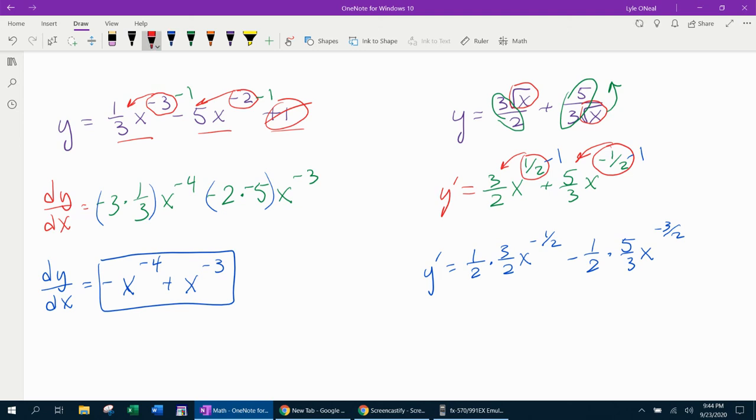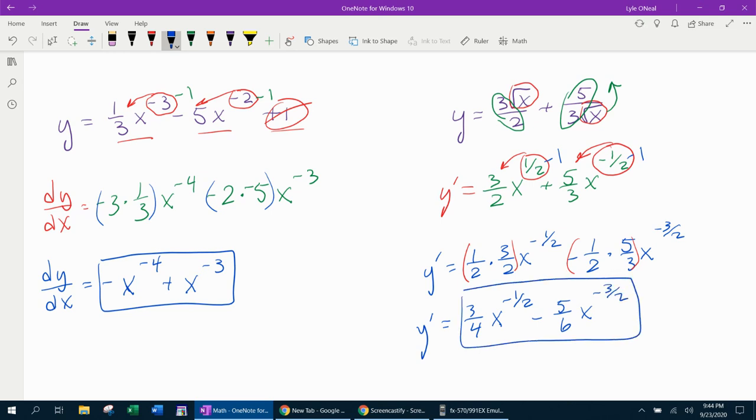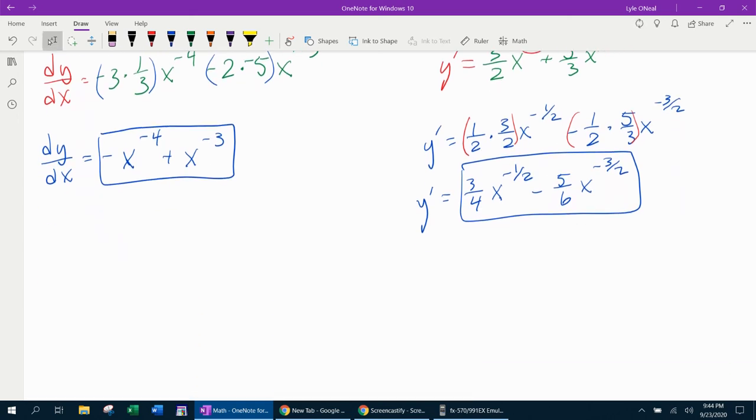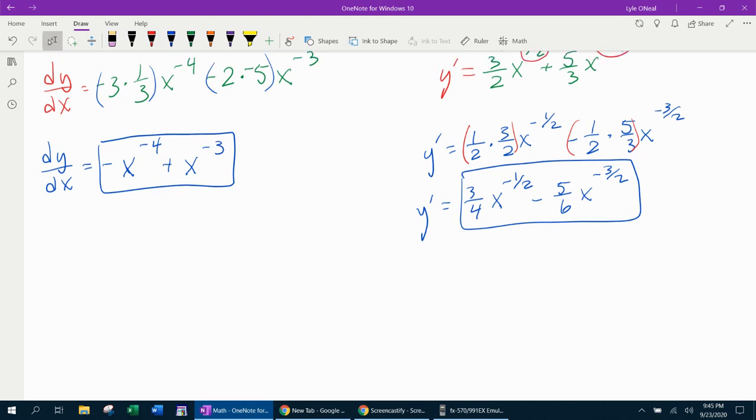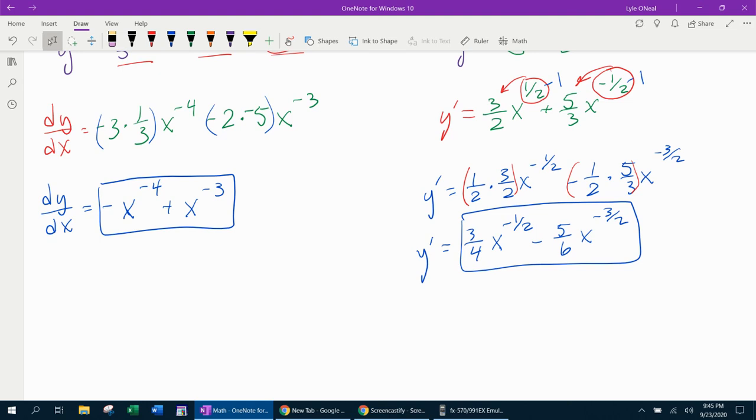And then we're going to clean this up a bit. Multiplying the fractions in front here to get the lead coefficient simplified is going to give us 3/4 x to the -1/2 minus 5/6 x to the -3/2. Now, if you want to stop there, that would probably be okay. But if you want to take it back to where you have radical symbols again, instead of rational exponents, we can do that.